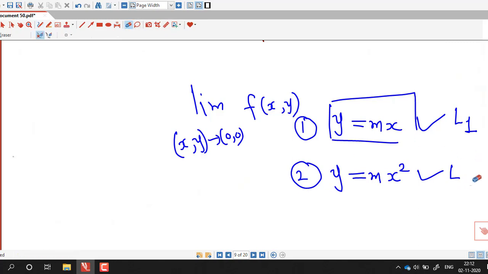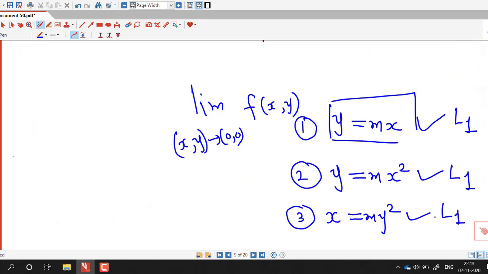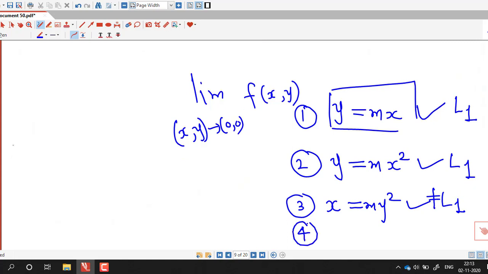Now suppose we are getting the same limit along each parabola, say L1, then we can try along this type of parabolas, say x equal to m into y square, and we check whether the answer depends on m. If it is independent of m, then we see whether the limit is L1 or different from L1. If we are getting L1, then we can try y equal to m into x cube. So in this way, by taking different paths passing through the origin, we can decide whether the limit exists or not.